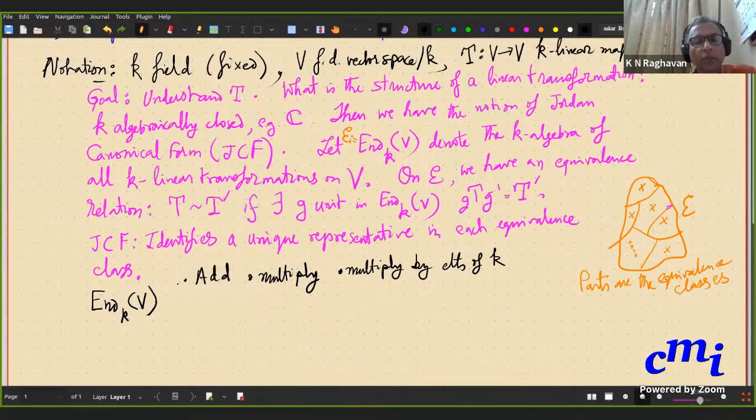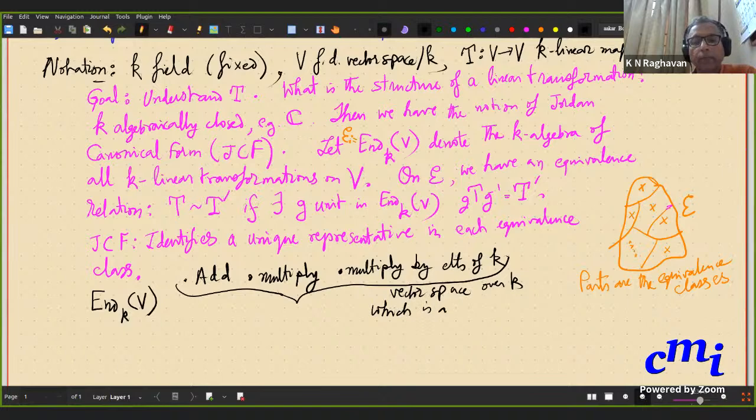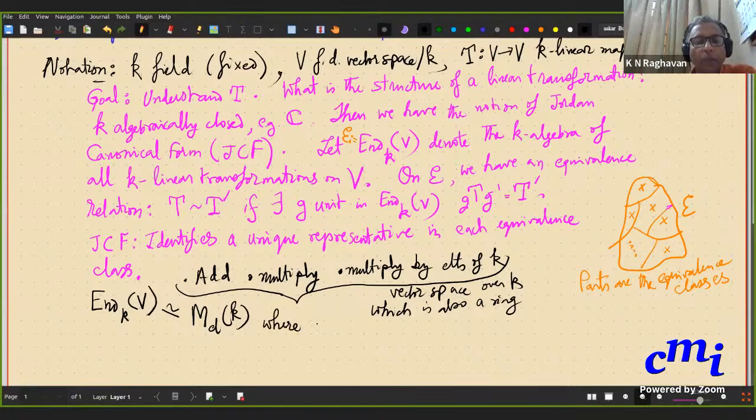And so this makes it into a vector space over K, which is also a ring. Okay, as we observed last time, this is isomorphic to M_d(K), where d is the dimension of V as a K-vector space. So we've assumed it's finite dimensional, so this d is a finite number. And it's important to observe that this isomorphism is non-canonical.